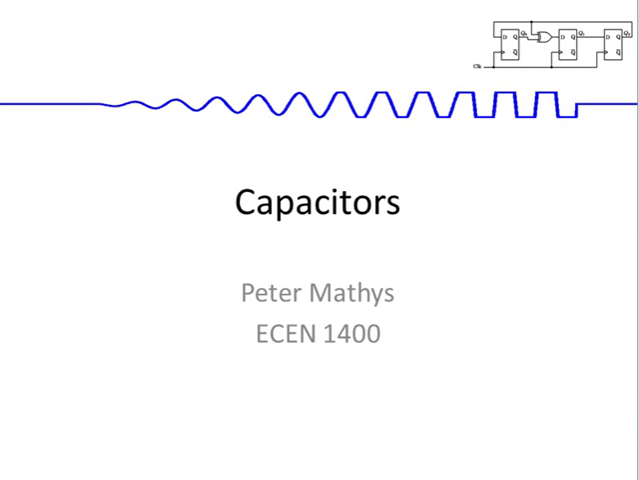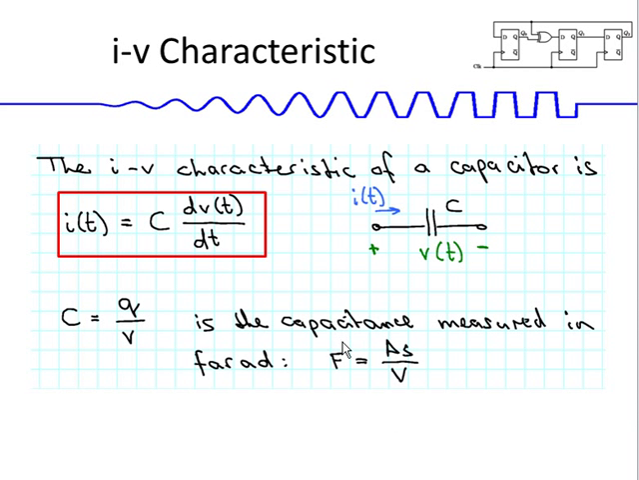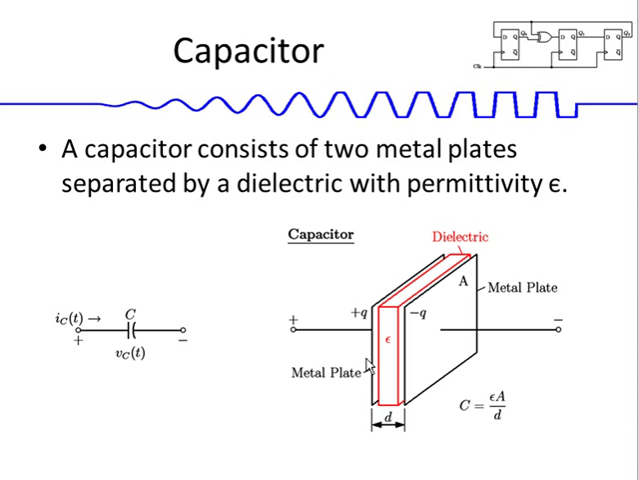These notes introduce capacitors and their most important properties and features. A capacitor consists of two metal plates separated by a dielectric with permittivity E, or actually epsilon. Here is one of the plates. Here is the other plate, and the red in between is the dielectric. The capacitance C is determined by the permittivity of that dielectric, the area of the plates, and it's inversely proportional to the distance between the plates.